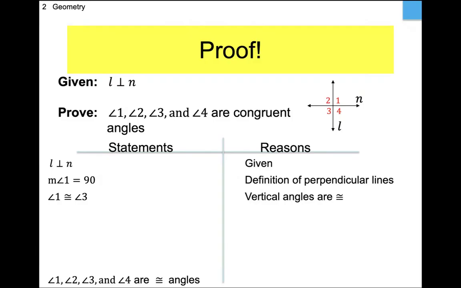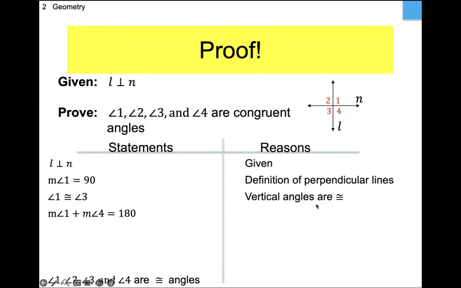So let's think this through. Well, the last thing you could probably say if you stared long at the picture is the following, and that is if you notice that there's a straight line that's formed right here. So let's see, what would that mean? That would mean 1 plus 4 is equal to 180, or 1 plus 2. I could have stated it either way. I chose 1 plus 4.